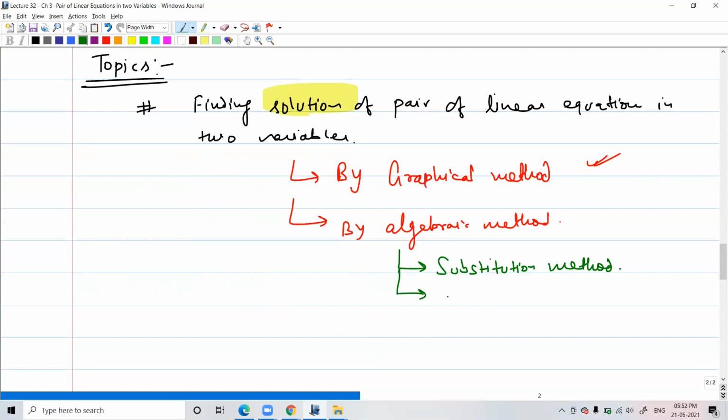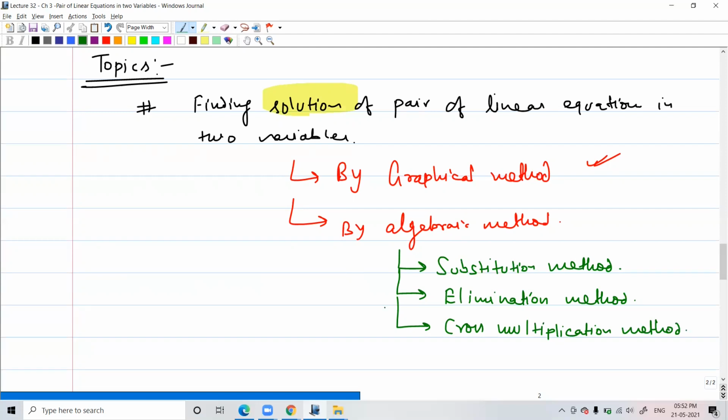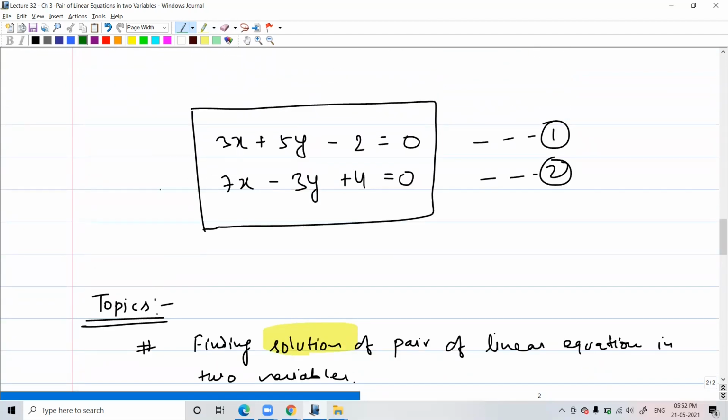And then there is one more method called elimination method. And then there is another method called cross multiplication method. So using any of these three methods, we can find the solution. So what are the total number of ways? One way is graphical method. And then these are three methods using which we can find the solution of any pair of linear equations in two variables.